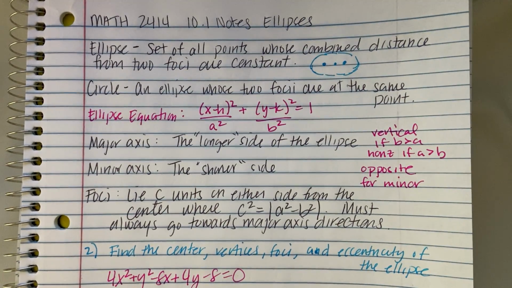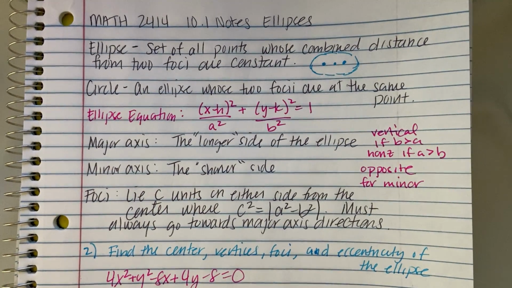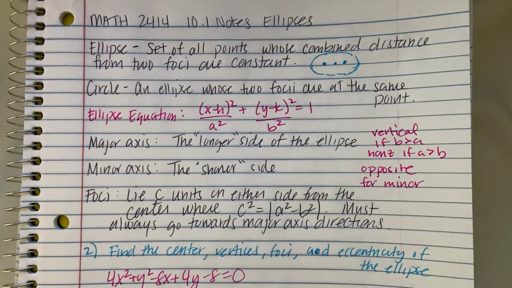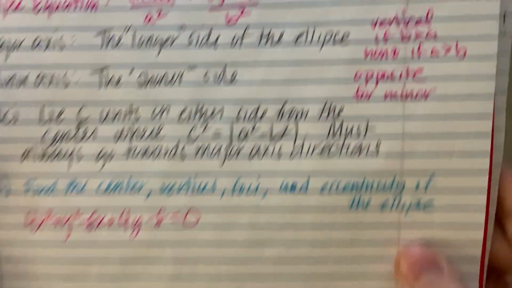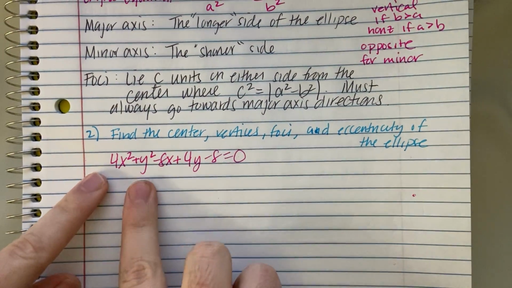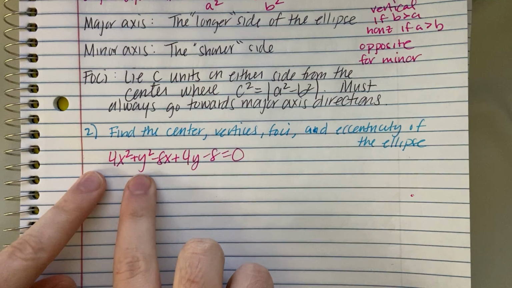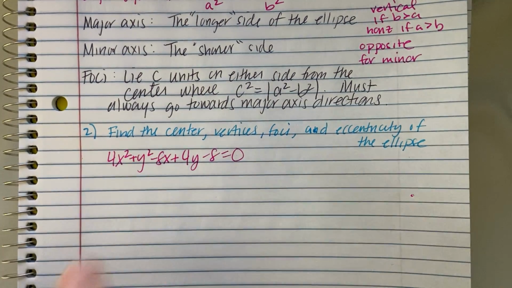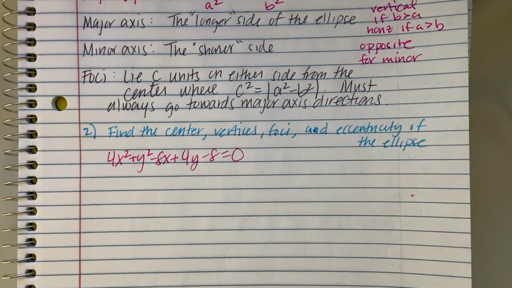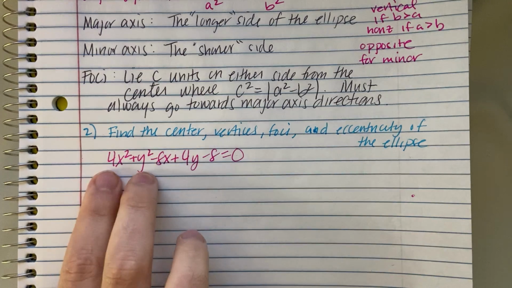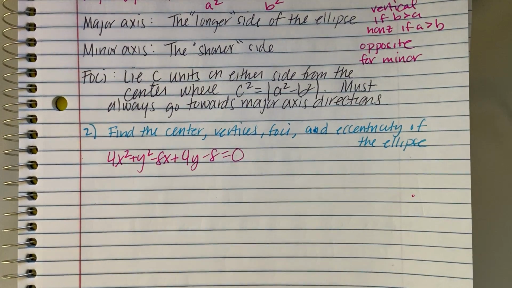Okay, so let's talk about how we actually find all of these pieces of information. One thing about an ellipse equation is you know you have an ellipse when you have an x squared and a y squared. They're the same sign, and you'd have a circle if they were the same number, but they're different numbers. So see this 4x squared and this y squared, same sign, but different numbers. That tells you you're going to have an ellipse.